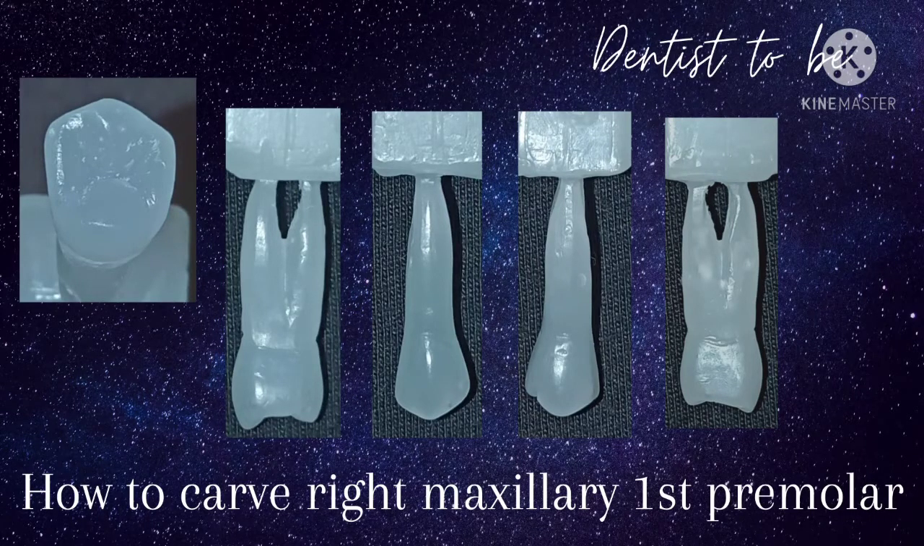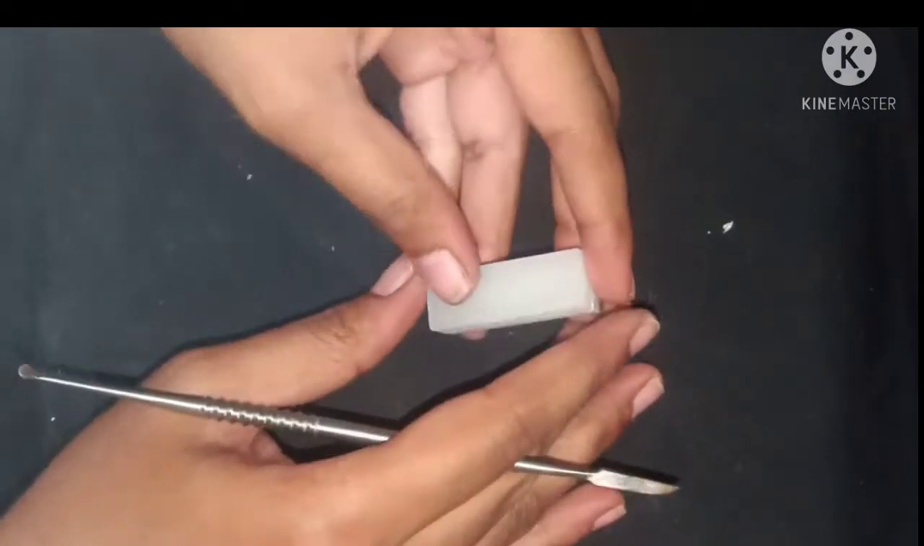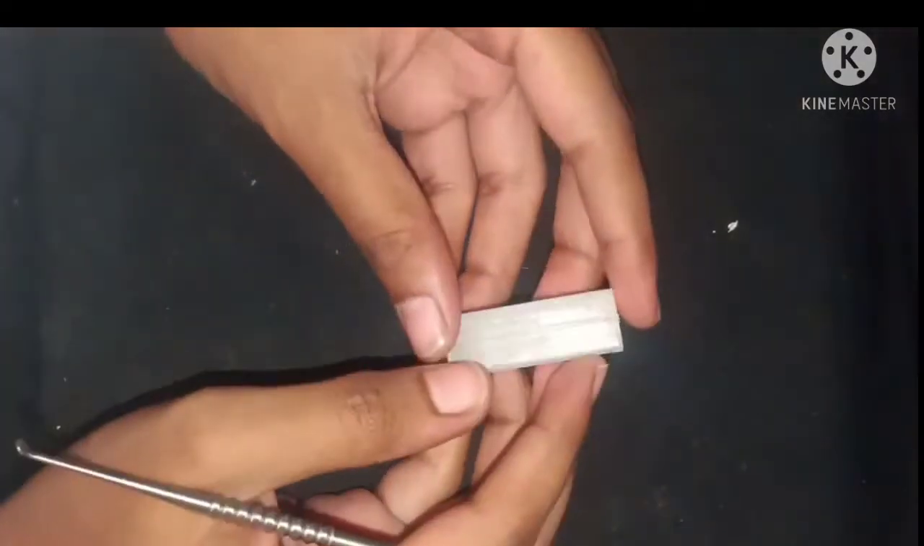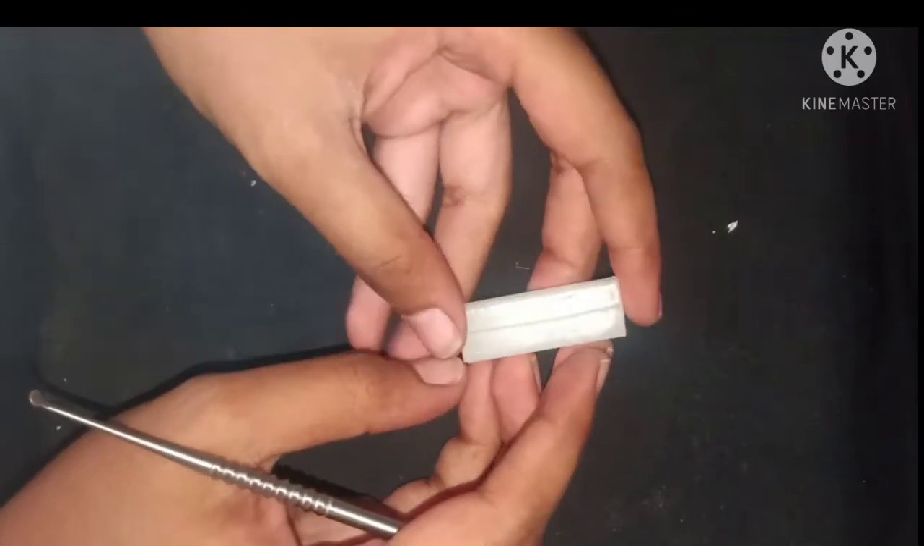Today we are going to learn how to carve a right maxillary first premolar. Let's get into the video. Here you can see I have a nice wax block with the midlines on all the surfaces.